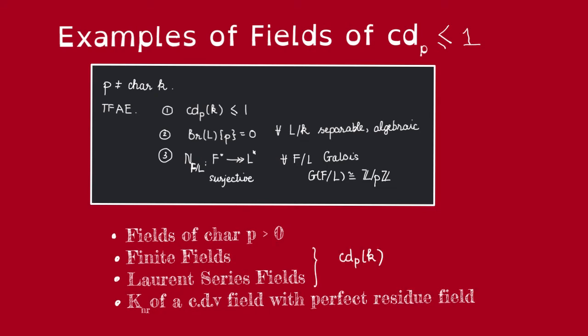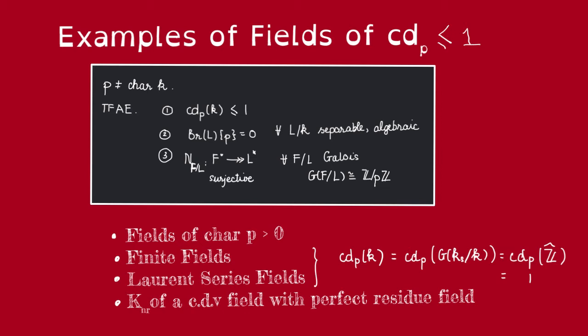Well, remember, how did we define the pth cohomological dimension of a field? That was defined to be the pth cohomological dimension of the absolute Galois group, right? And what is the absolute Galois group of a finite field or a Laurent series field? Well, that is just going to be Z hat. And previously, we have computed the pth cohomological dimension of Z hat. Remember what that was? It is equal to 1.